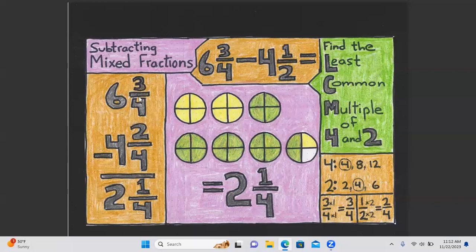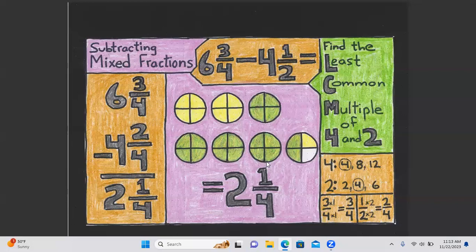Okay, so now that we have our denominators in place, we can go ahead and solve this problem. We know that 3 minus 2 will give us 1. And we just keep the 4 in the denominator position. That is the theme of adding and subtracting fractions, is its denominator, and 4 will stay right there where it belongs. 6 minus 4 will give us 2.